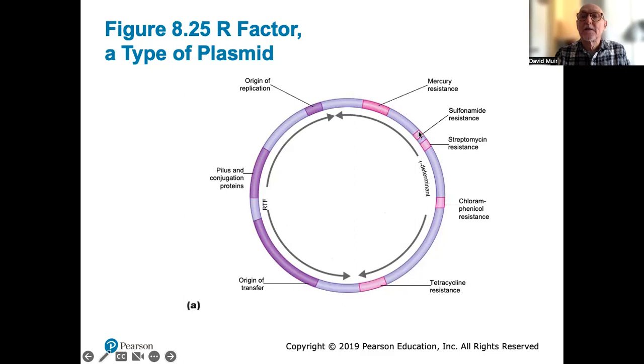Mercury resistance, sulfonamide, that's an antibiotic, sulfonamide resistance, streptomycin resistance there, chloramphenicol resistance there, tetracycline resistance there. And then all of these genes here are the genes that confer the ability to conjugate.